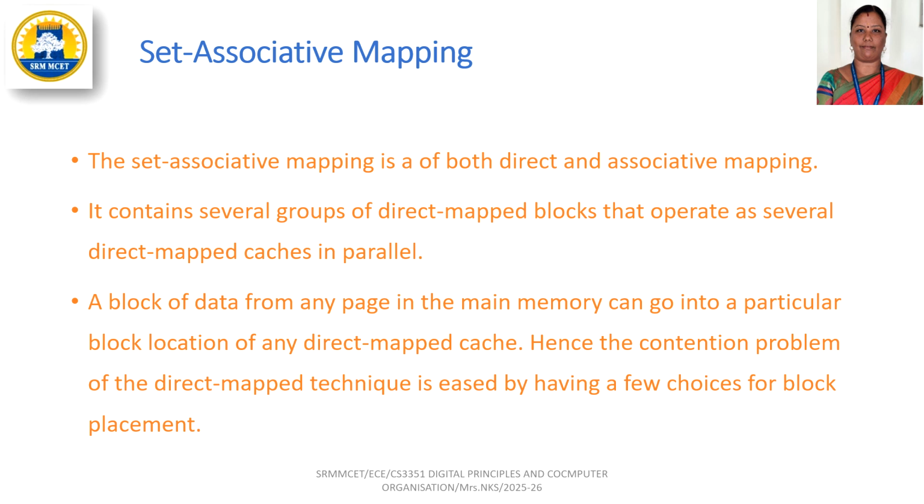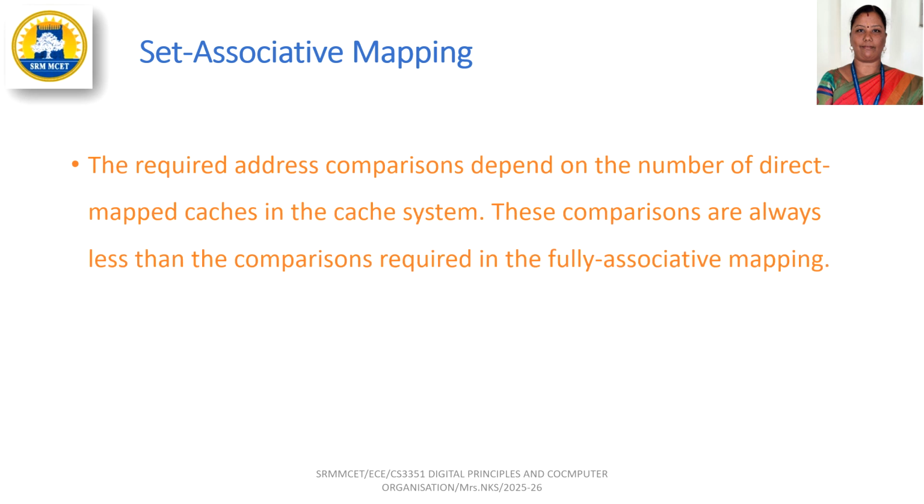It contains several groups of direct mapped blocks that operate as several direct mapped caches in parallel. So a block of data from any page in the main memory can go into a particular block location in any direct mapped cache. Hence the contention problem of the direct mapped technique is eased by having a few choices for block placement. The required address comparisons depend on the number of direct mapped caches in the cache system.